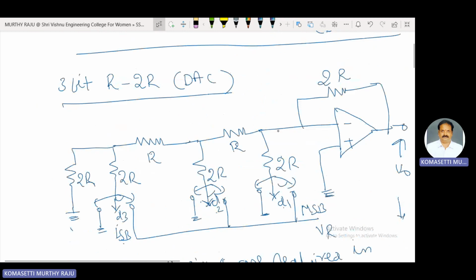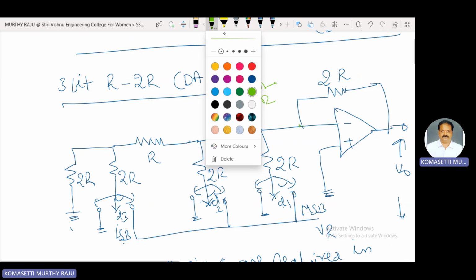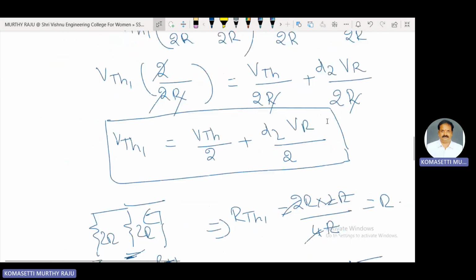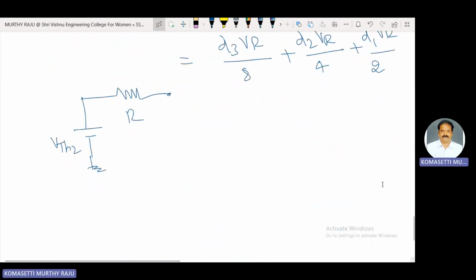At this point, VTH2 and R. This one is R connected to this point. The simplified network is connected to this point. The op amp is in inverting configuration. Non-inverting means the ladder network is connected to the plus terminal of the op amp. This one is inverting configuration. The ladder network is connected to the inverting terminal of the op amp, that is, the minus terminal. Therefore, the simplified network is connected to the op amp.